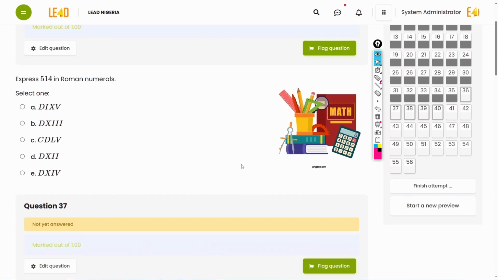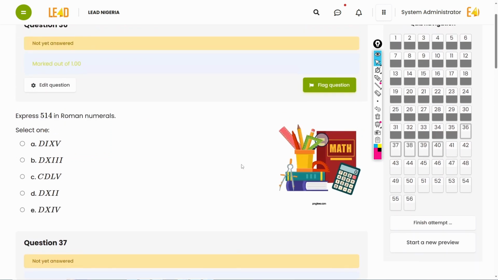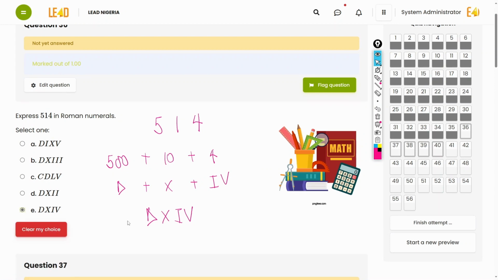Express 514 in Roman numerals. So this is going to be 500 in expanded form first, plus 10 plus 4. So this is D plus X plus IV, which is DXIV. That's E. DXIV. Okay, good.